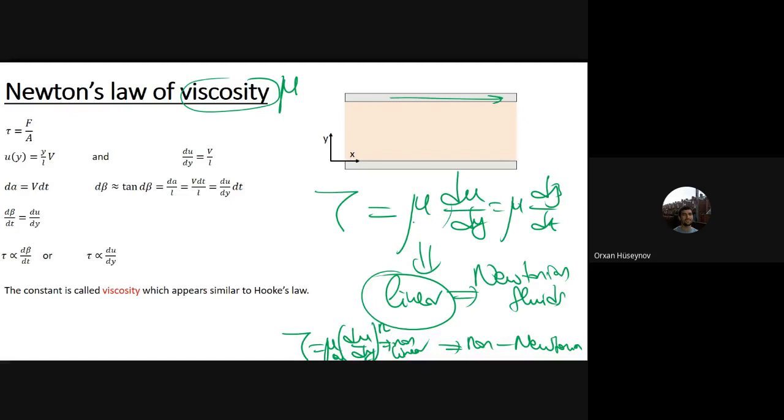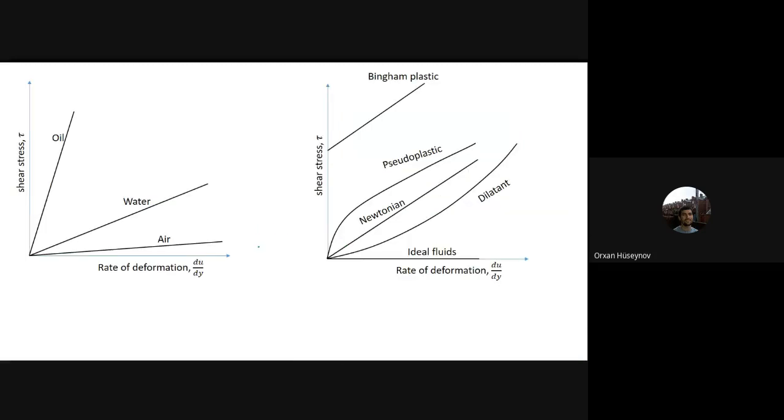In this fluid mechanics course, we are learning Newtonian fluids. What are the Newtonian fluids? Newtonian fluid is oil, Newtonian fluid is water, and Newtonian fluid is air.